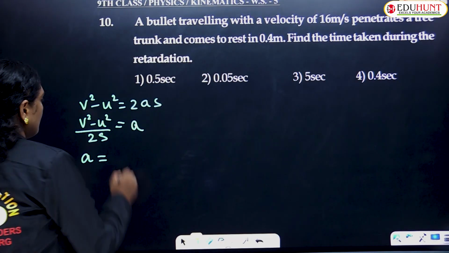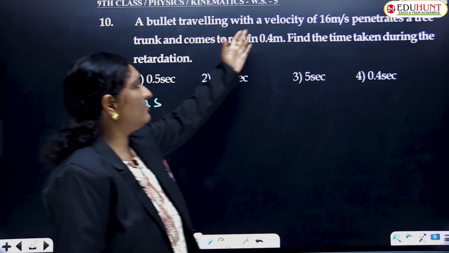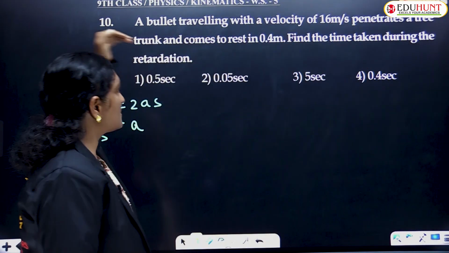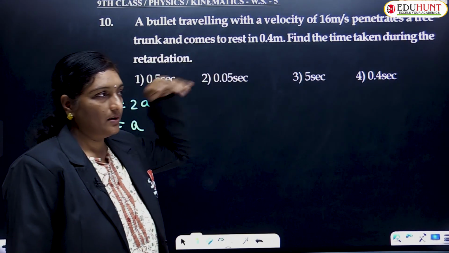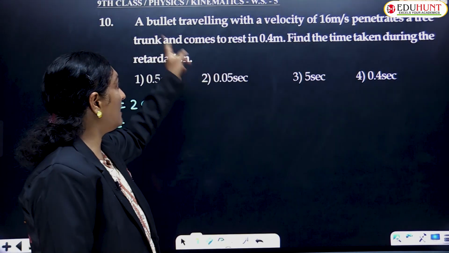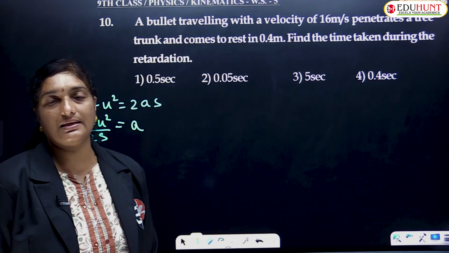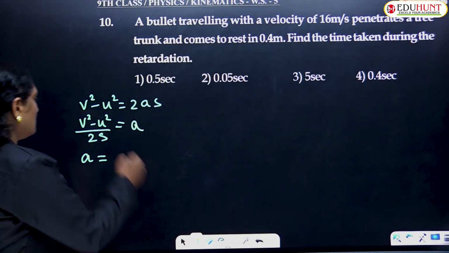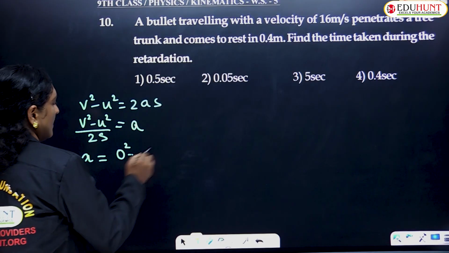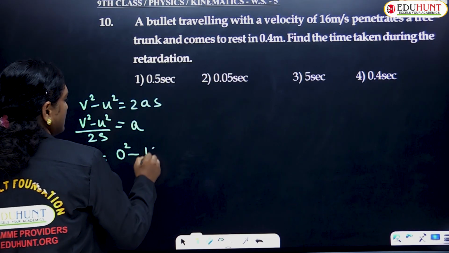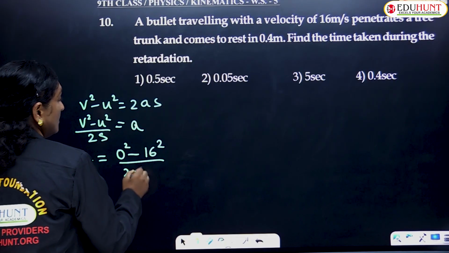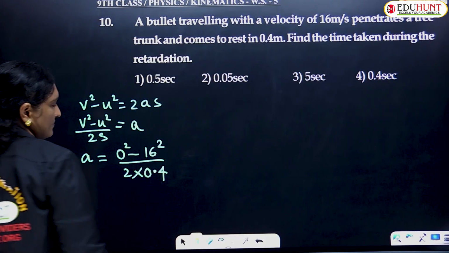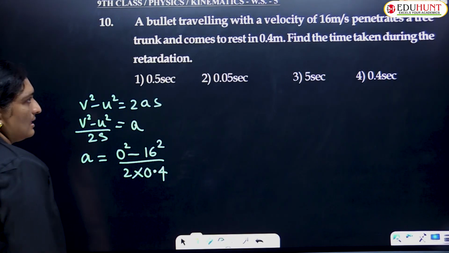So substituting the above values: a bullet traveling with initial velocity 16 meter per second penetrates a tree trunk, gets inside the tree trunk and comes to rest. Comes to rest means the final velocity is 0. So V is 0 square minus initial velocity 16 square, by 2 into the distance covered, 0.4. So this was what is given.